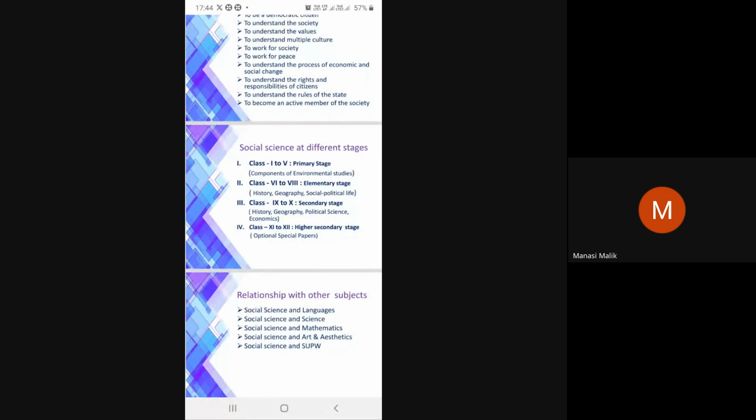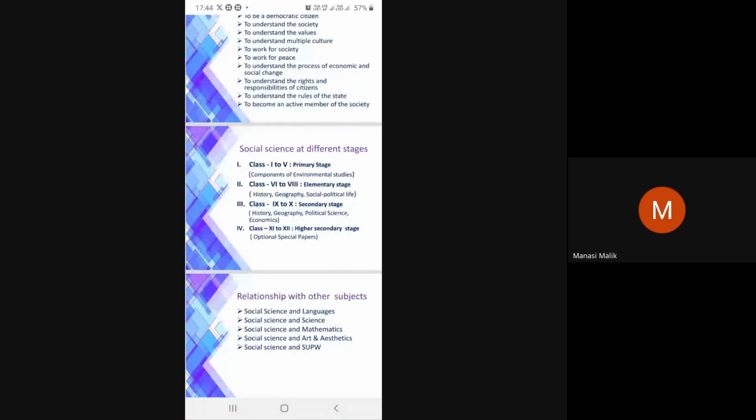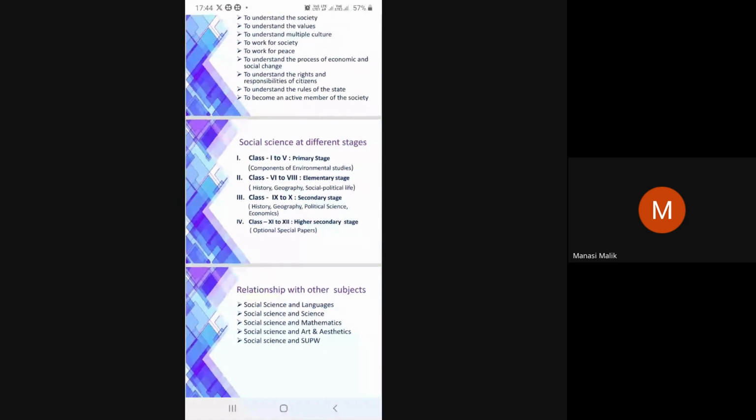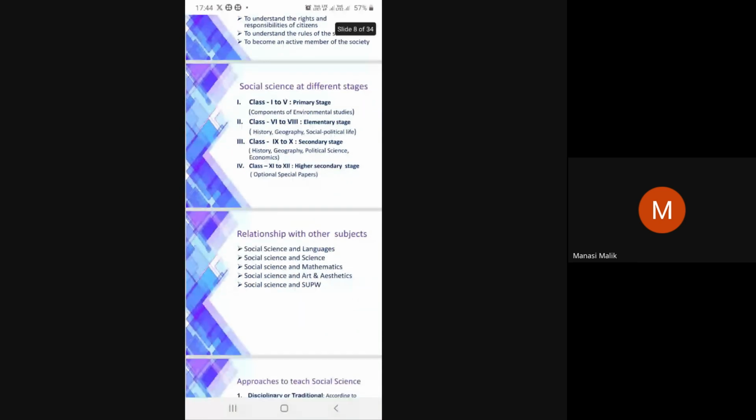Like this, social science is related to arts and aesthetics. Social science is related to SQPW. So overall we can say it is a subject related to all other subjects. So understanding the concepts of the different other subjects is also going to help us to read social science.